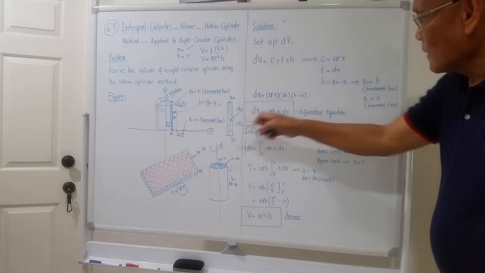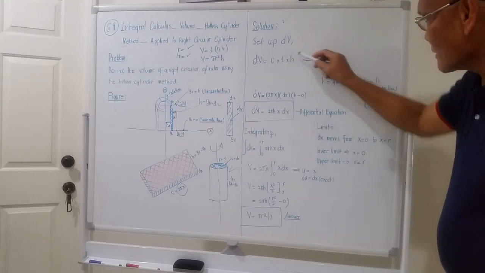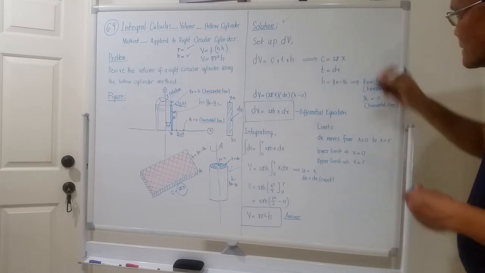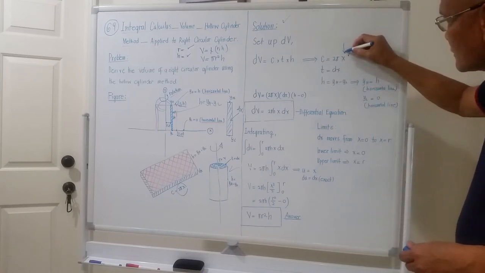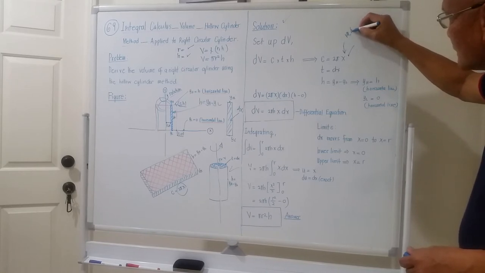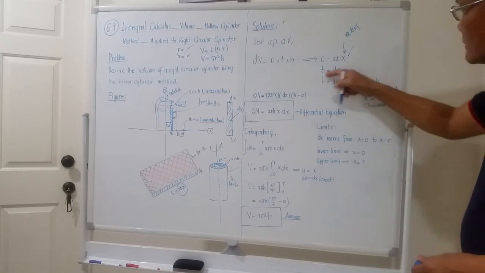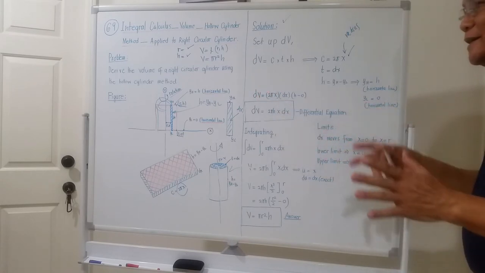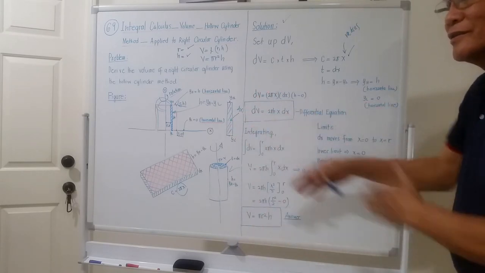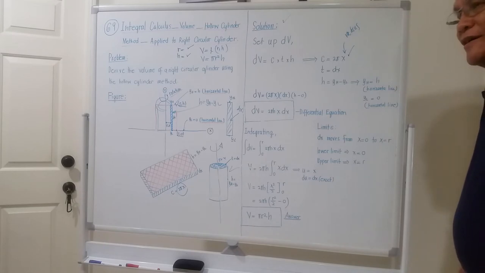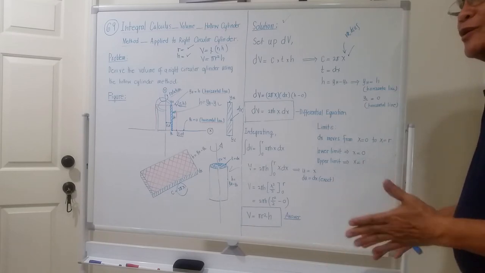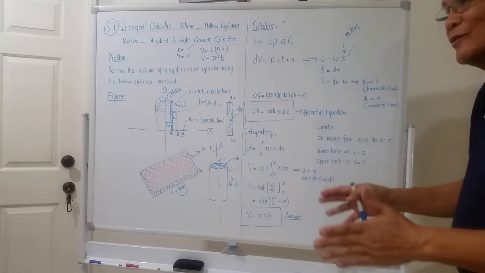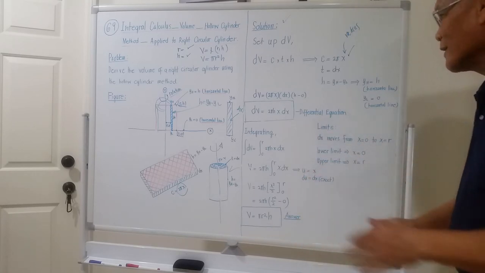Differential volume from that one is circumference times thickness times height. Circumference is 2 pi x, where x is the variable radius. Thickness is dx, and the height, luckily, as it rotates along the y-axis, y higher and y lower does not change. So we are just lucky for a right circular cylinder, they don't vary.